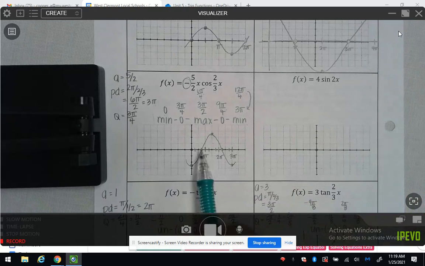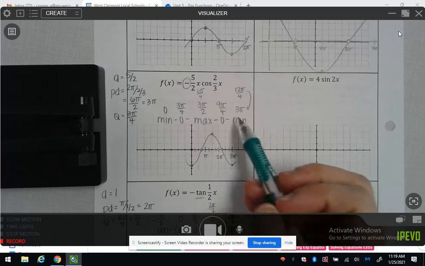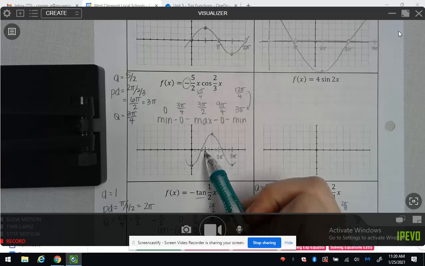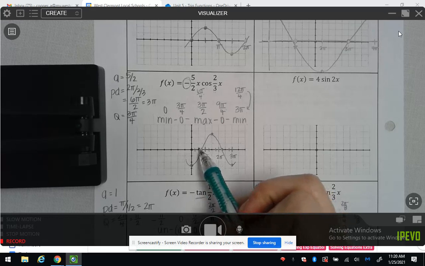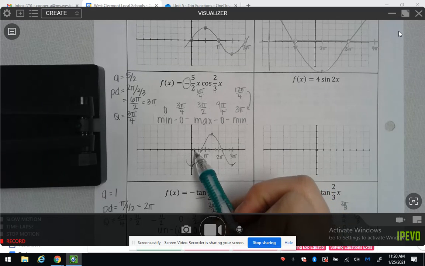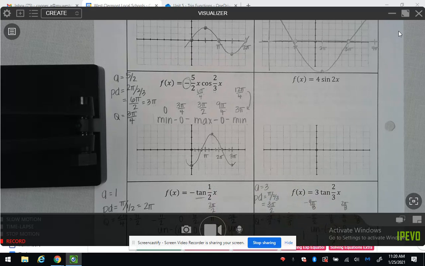Remember, minimum means I go down my amplitude. 0 is at my 0. Maximum means I go up my amplitude. I'm back at 0 and down at my minimum. Now, to get these pi over 4s, I made pi every 2 boxes, so that means pi over 2 is that first box, so I have to make 4s by splitting those boxes in half.